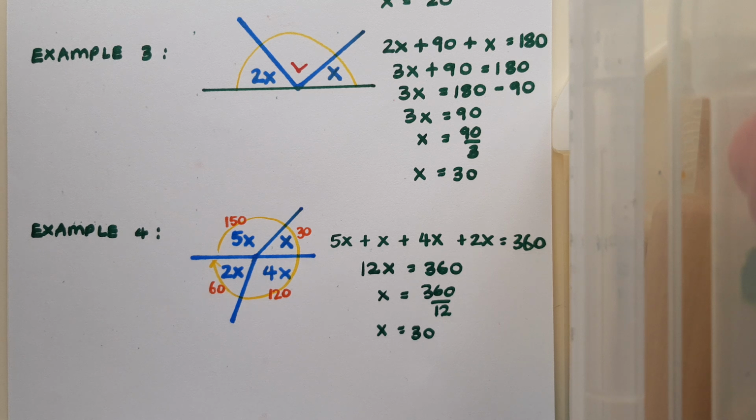I've stuck with x all the way through these examples, but sometimes you'll see a different letter being used, maybe y or a. The procedure is the exact same. Make your equation and then solve for the unknown value.